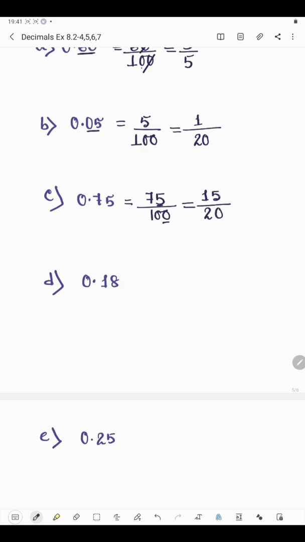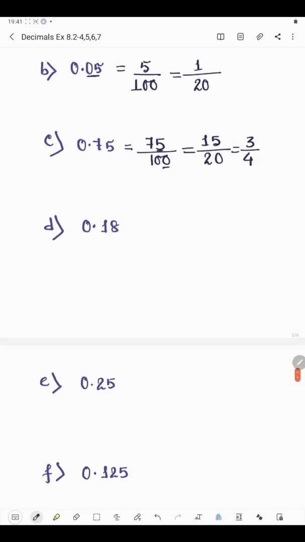So it's 15 by 20. Now again it will be divisible by 5. So 5 3s are 15 and 5 4s are 20. Now 3 by 4 cannot be further divisible, right? Because 3 comes in 3's table and 4 comes in 2's table and 4's table. So we cannot cut 3 and 4 by the same number. So this is only the lowest form.